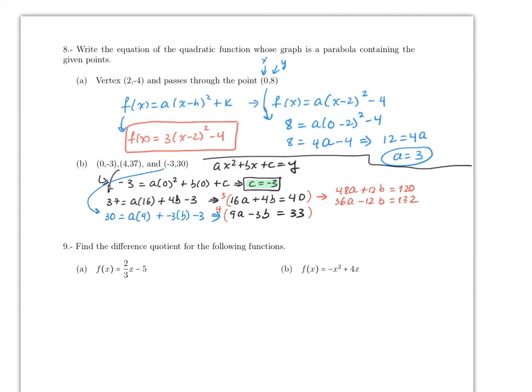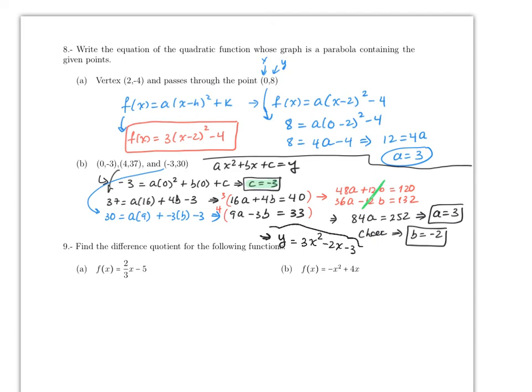You can see here that this will cancel. So you will end up with 84a equals 252. And from here, the value for a is actually 3. Now you should check that the value for b is equal to minus 2. It's very easy. Once you find a, just plug this in here, and the value for b will be minus 2. Therefore, the final answer will be this: y equals 3x squared minus 2x minus 3. So this will be the solution.